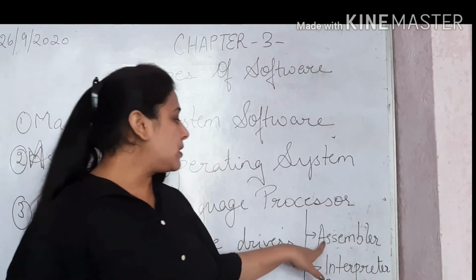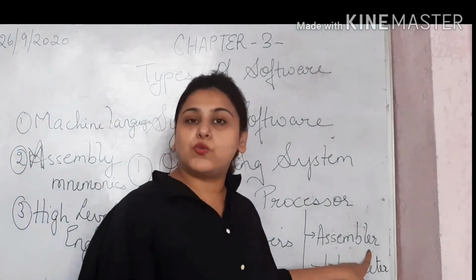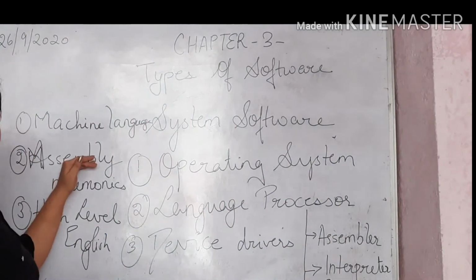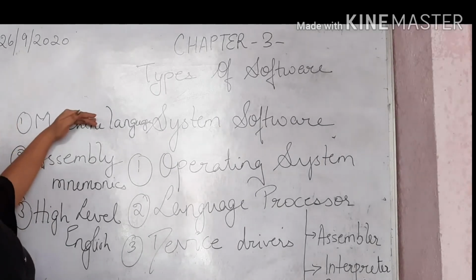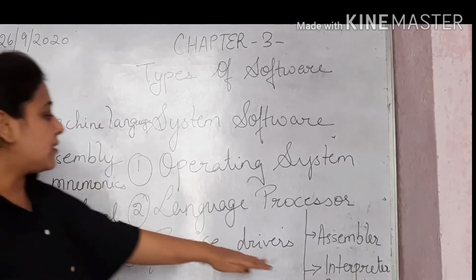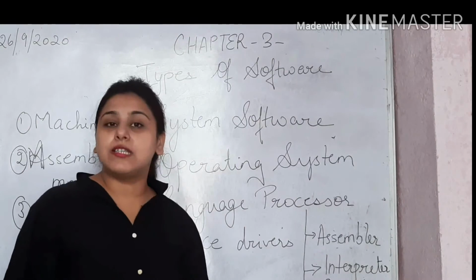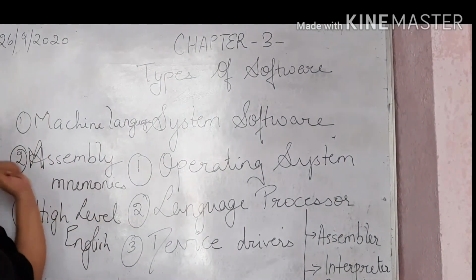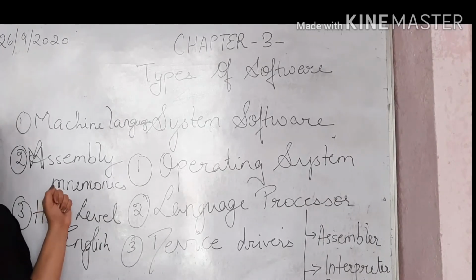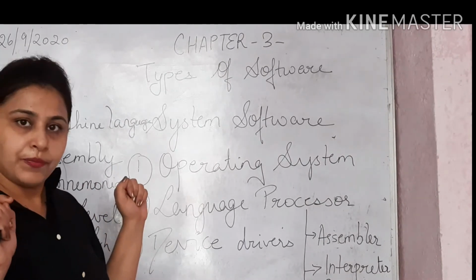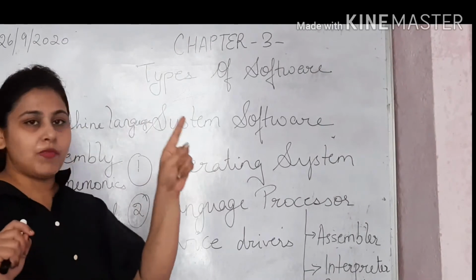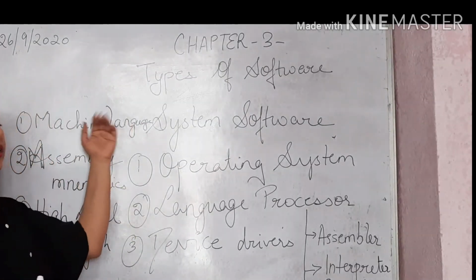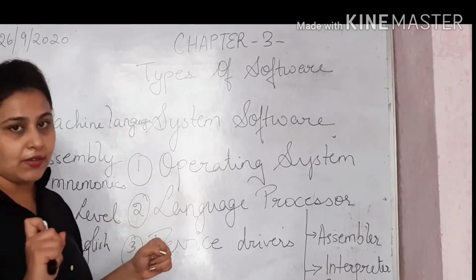So the first software that came into existence was assembler. So what does assembler do? It converts this assembly language into the machine language. Then the second one was an interpreter. What does interpreter do? It converts this high level language into machine language, but it does only line by line conversion. It reads one line of a program, converts it into the machine language. Then it reads one more line, converts it into machine language.